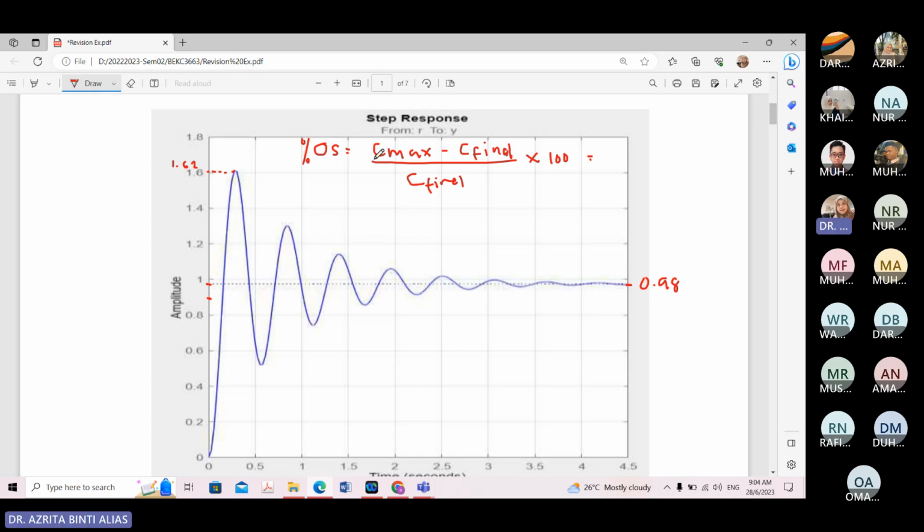So next we just substitute the values. C maximum 1.62 minus 0.98, divided by 0.98, multiplied by 100. Okay, so we get the answer for the percentage of overshoot. It's about 65%, 65.3%.